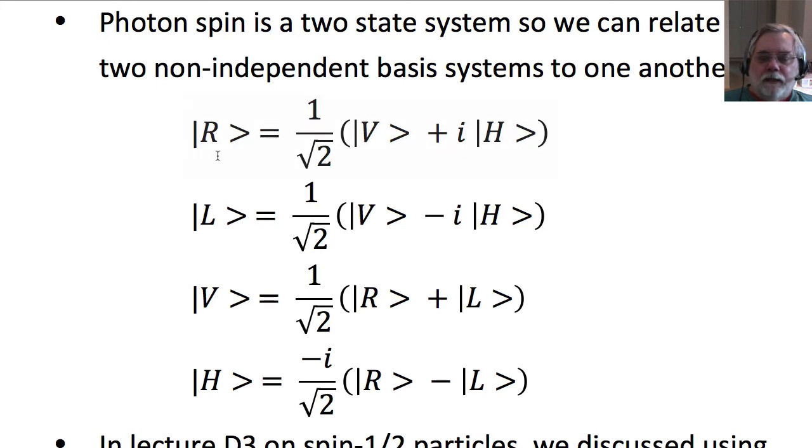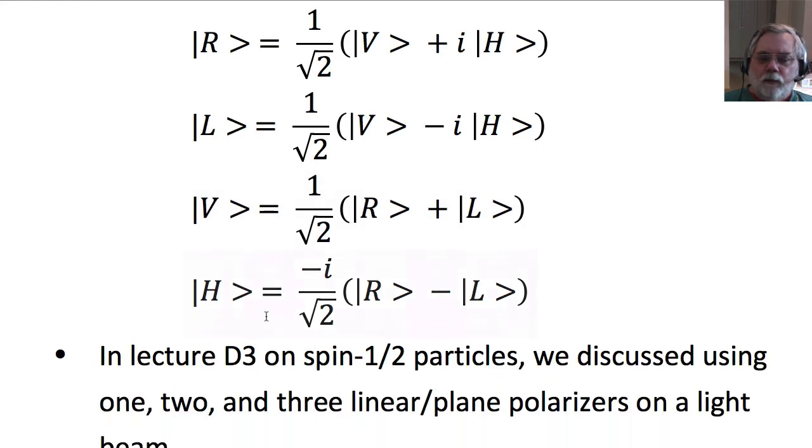Right circular polarization ket R is 1 over square root of 2 times vertical polarization ket V plus i times horizontal polarization ket H. Left polarization replaces plus i with minus i. If we take right plus left, we find that vertical polarization is 1 over square root of 2 times right plus left, and horizontal polarization is minus i over square root of 2, right minus left. So they relate to one another. If we have one, we can get the other.